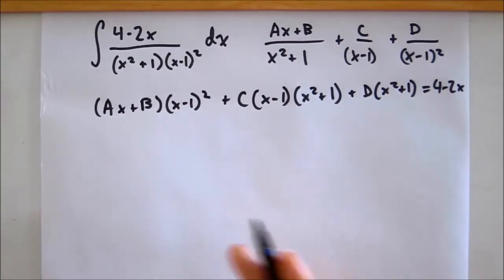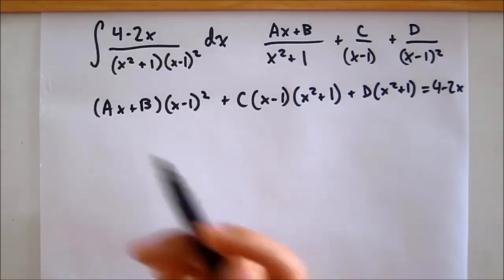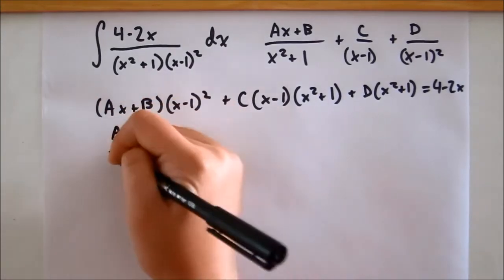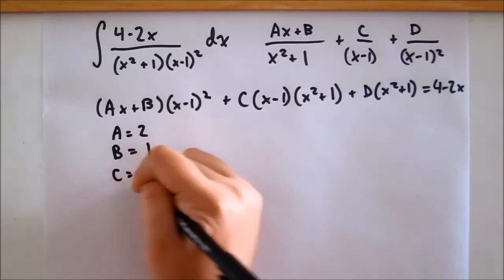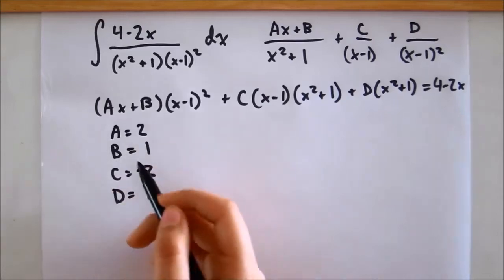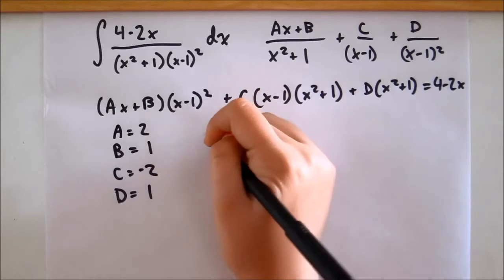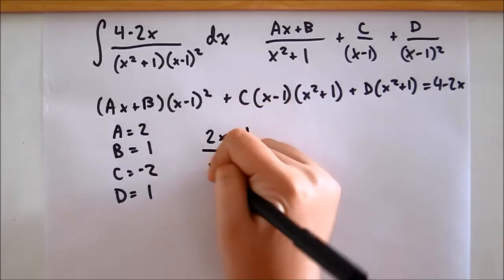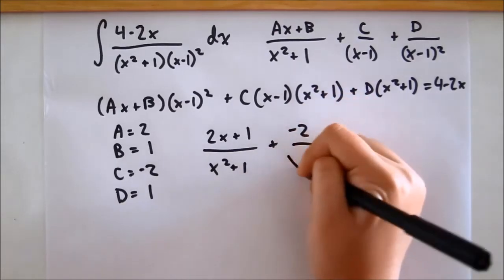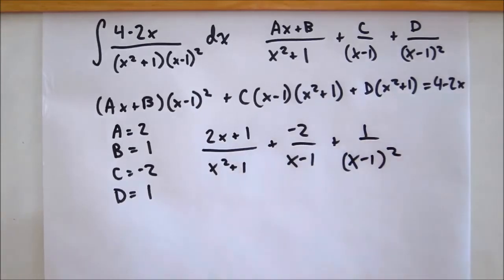I'll save you the steps of the algebra here. When you substitute in different values for x, you get a system of equations, and when you solve it, you eventually get that a equals 2, b equals 1, c equals -2, and d equals 1. Using these four values, we plug them into the initial equation, and we get (2x plus 1) over (x squared plus 1), plus -2 over (x minus 1), plus 1 over (x minus 1) squared.